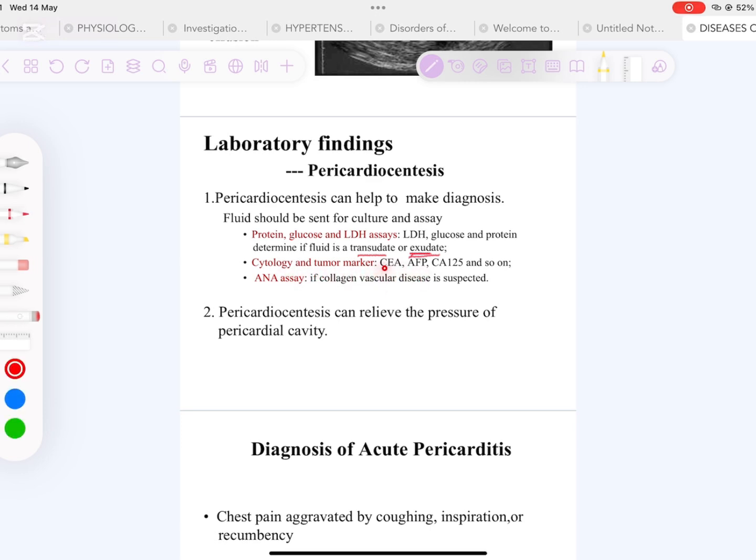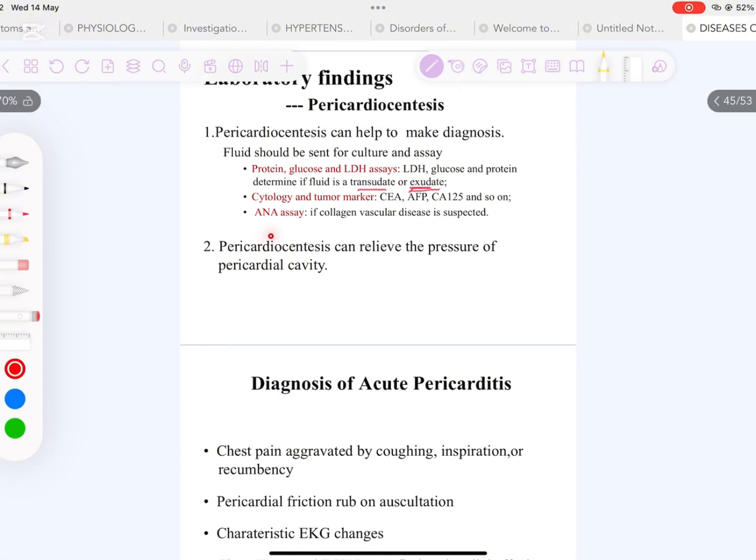Cytology or tumor markers: CEA, AFP, CA125. CEA, I think, is colon cancer. This one is alpha-fetoprotein. This is CA125. Is this breast or ovarian? This should be ovarian. ANA assay, if collagen vascular disease is suspected.